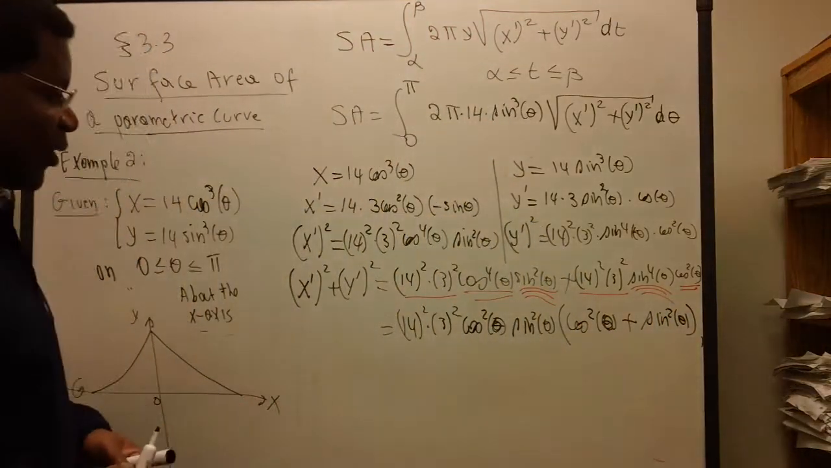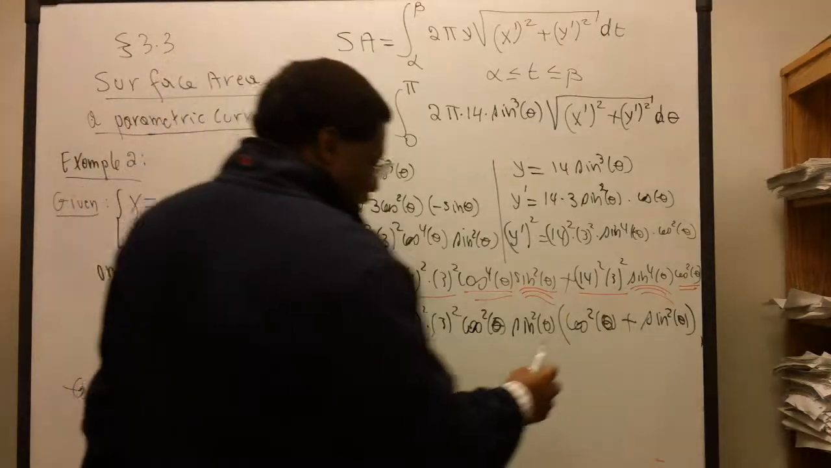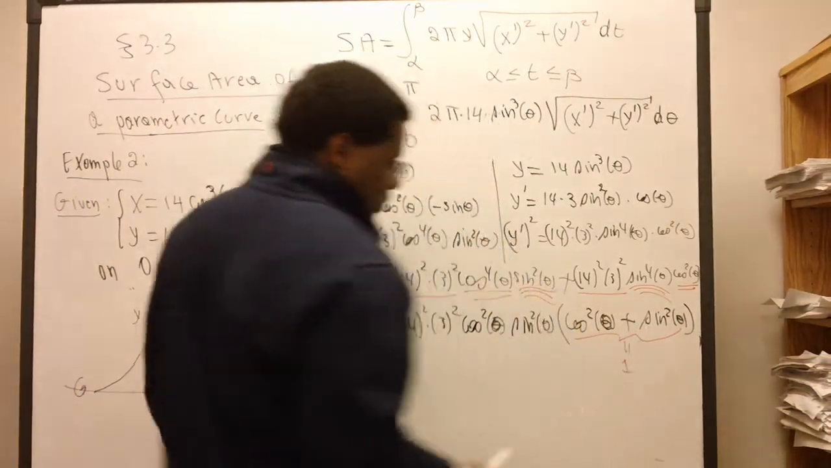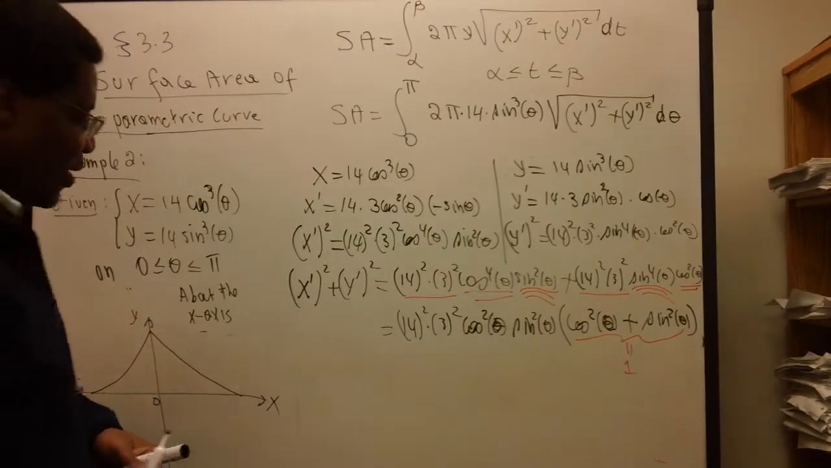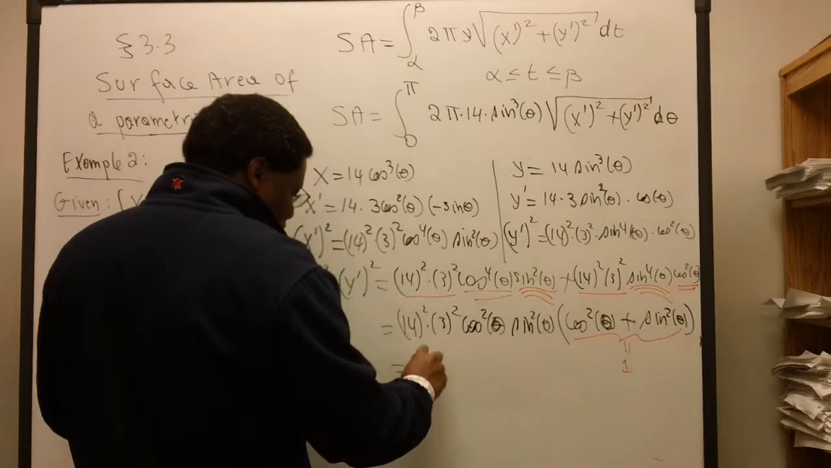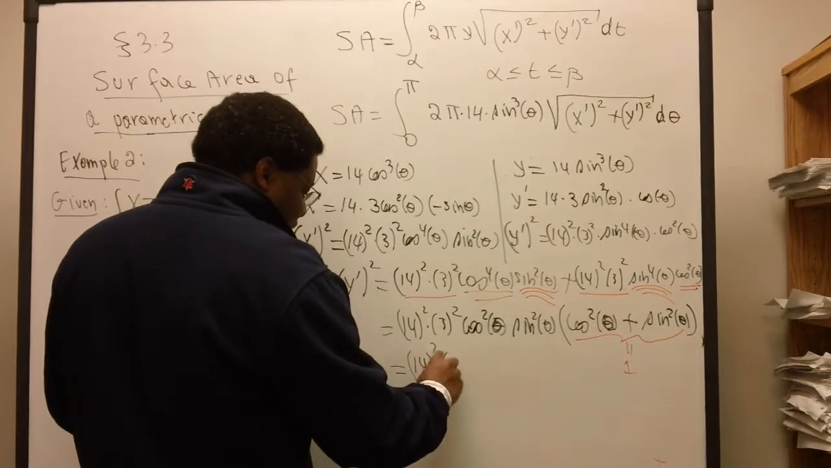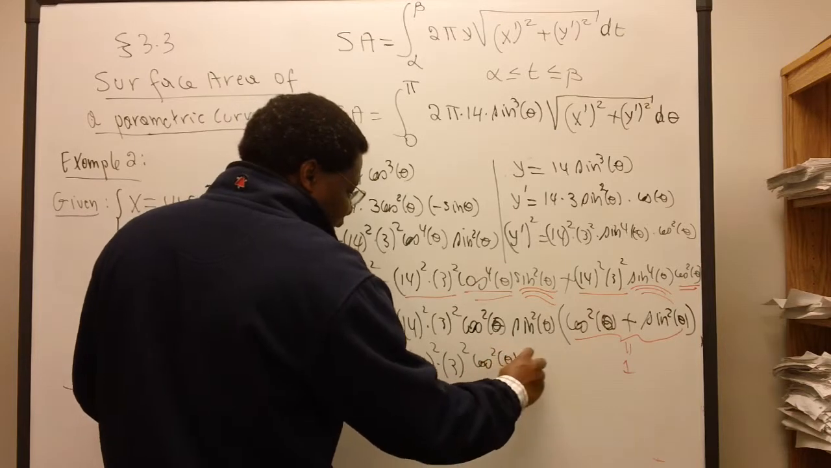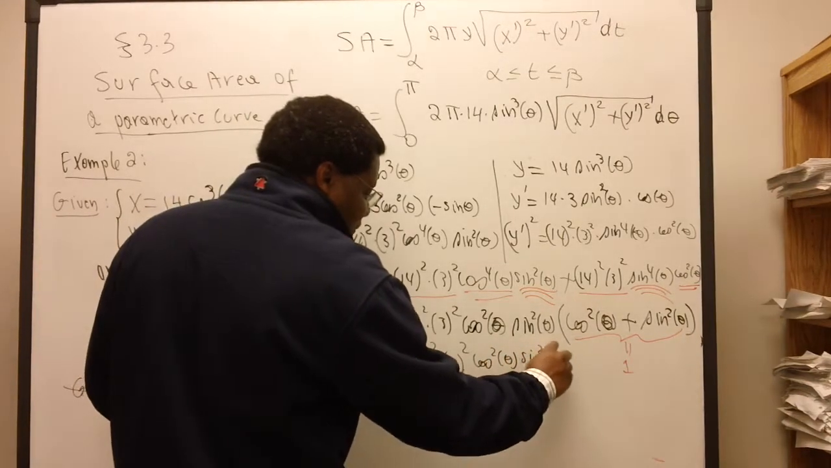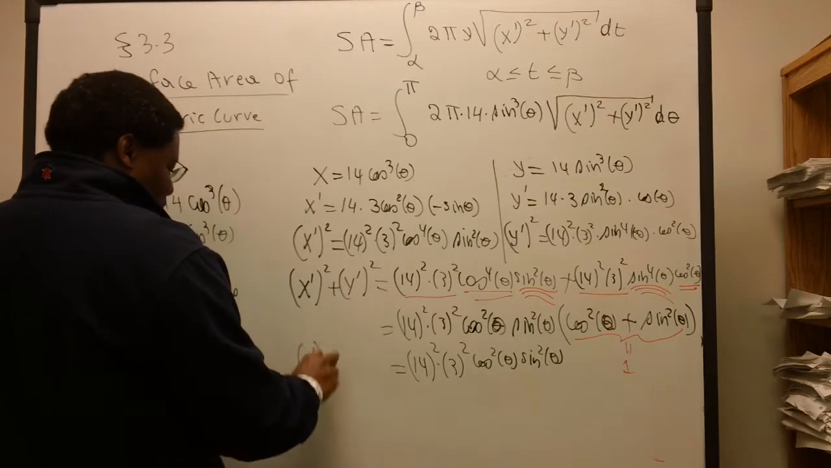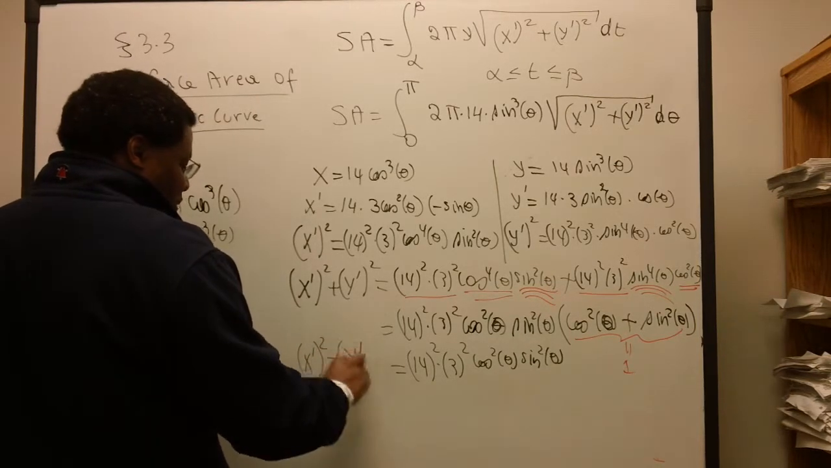So now we go back to trigonometry. We know that cosine squared plus sine squared is always 1. So we ended up with 1 times this quantity. So that gives us 14 squared times 3 squared, and then times cosine squared theta, and then times sine squared theta. So that gives us x prime squared plus y prime squared.